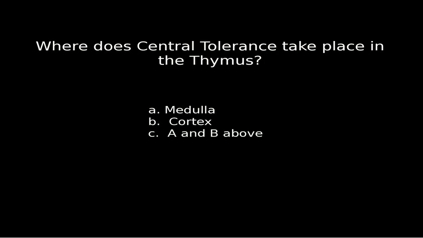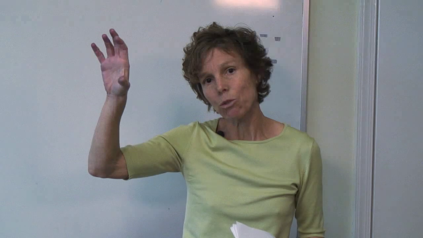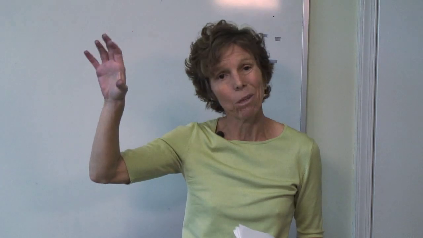Number 5 is, where does central tolerance take place in the thymus? And so central tolerance is going to be in both the medulla and the cortex. Remember that it's 2 processes that we went through. First, you go through positive selection, negative selection. Death by neglect can be the first sort of layer with regard to MHC class I epithelial cells. That's going to happen in the cortex.